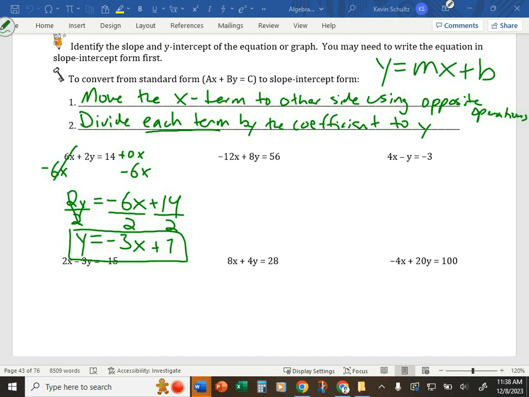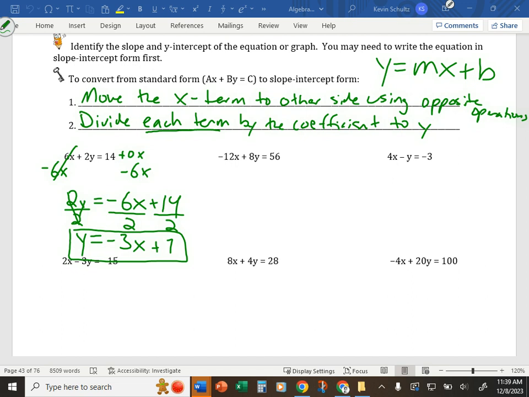And again, why do we like slope-intercept form? If we needed to graph this equation, standard form doesn't tell us much as far as the graphing part of it. Put it in slope-intercept form, and now we know exactly what the line is going to look like. It'll cross the y-axis at positive 7. Its slope will be negative 3 over 1. Done. That's what slope-intercept form gives us. Standard form doesn't. Okay? That's why we convert.